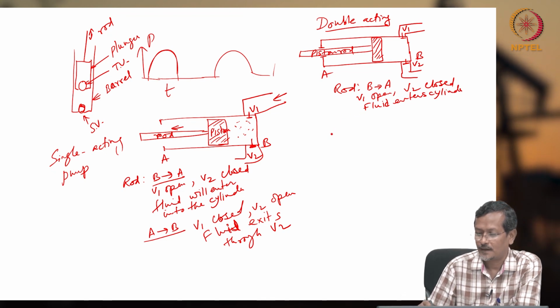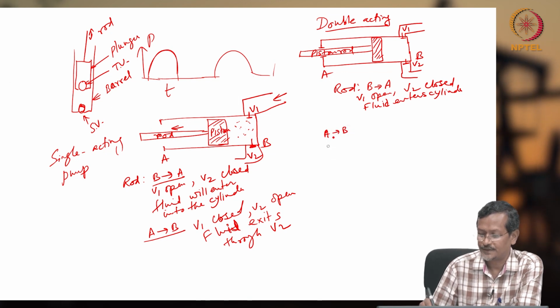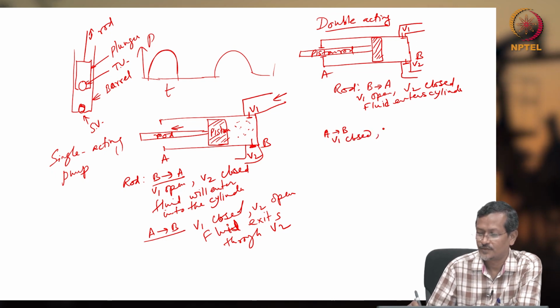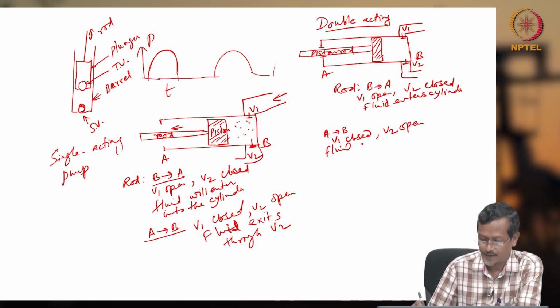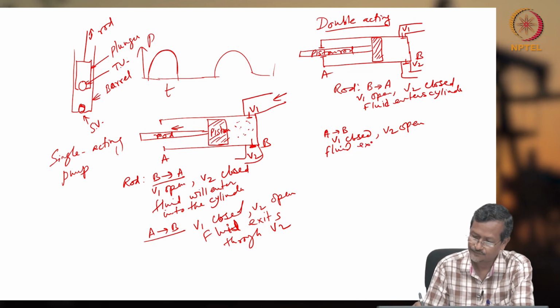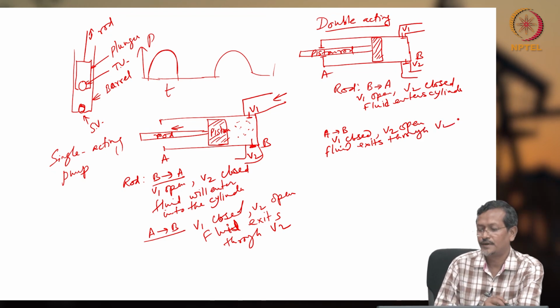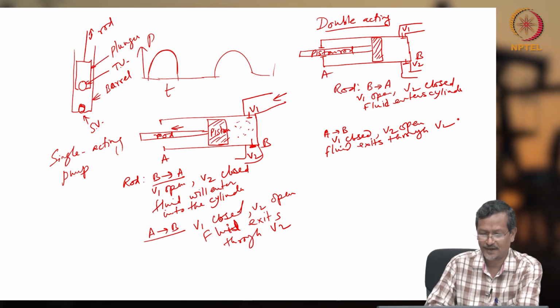And the opposite happens A to B. When A to B is there, what is happening? V1 closed, V2 open. So what happens? Fluid exits through V2.